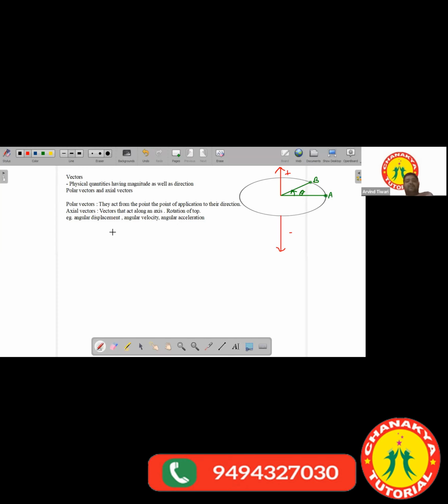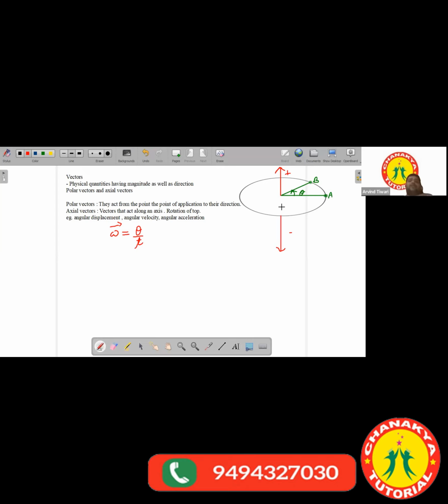As we know, angular velocity, denoted by the symbol omega, is given by theta by t. Since velocity is a vector quantity, angular velocity is also a vector quantity, and its direction will act along the same axis. If it is moving in the anti-clockwise direction, we will take the angular velocity as positive, and if it's moving in the clockwise direction, we will take it as negative.